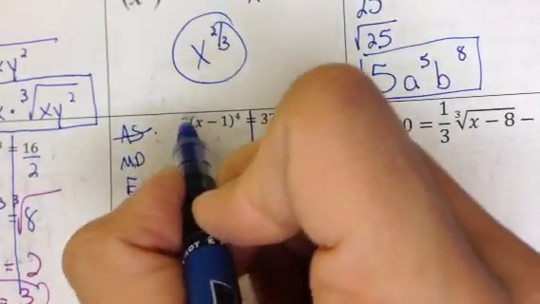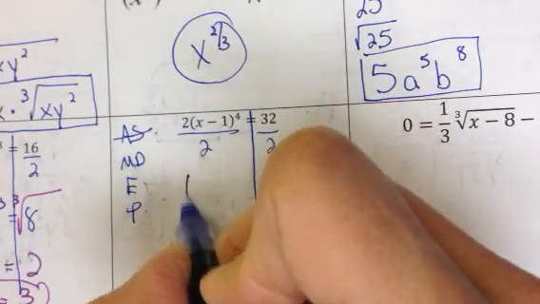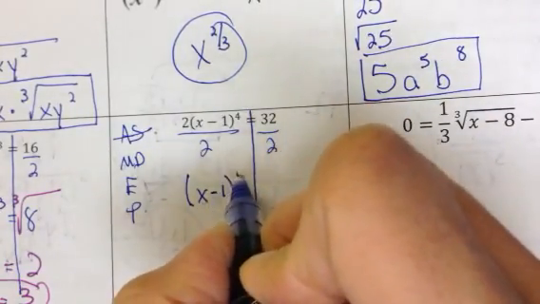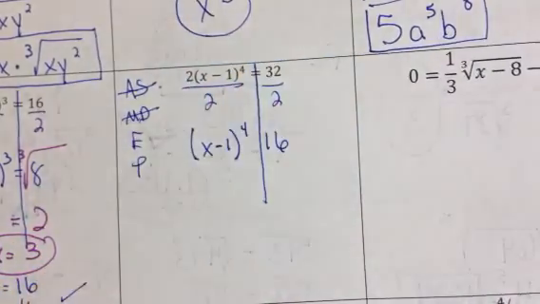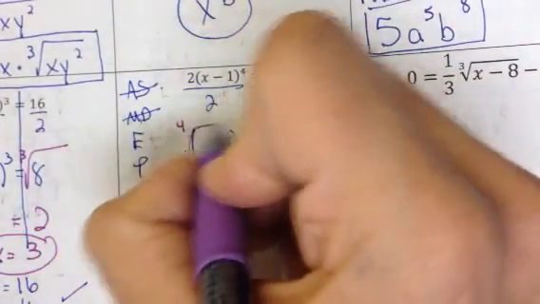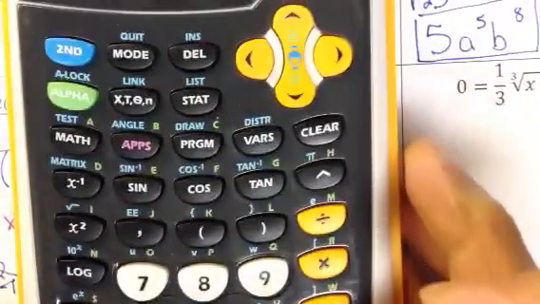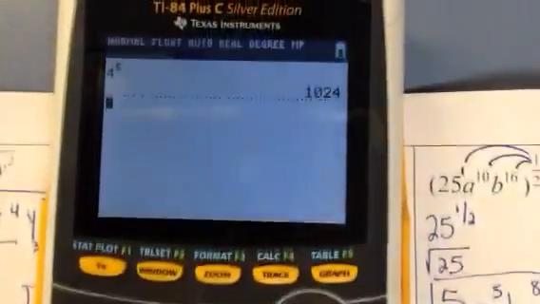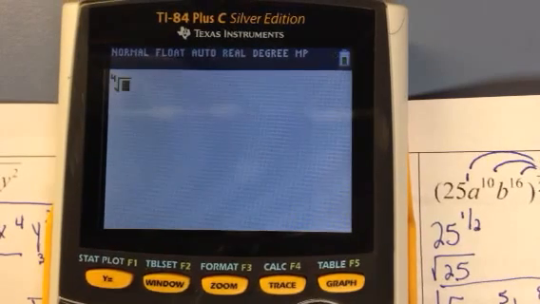I'm going to move the 2 away, not distribute it in. I'm going to divide by 2. So that gives me 16. Now to get rid of the fourth power, I'm going to take the fourth root. And just a reminder, fourth root on your calculator is where you have to type the 4 in first, then press the math button and choose the 5th option.